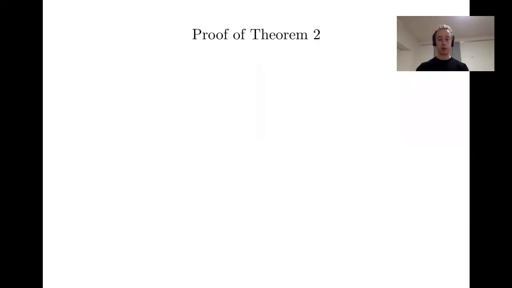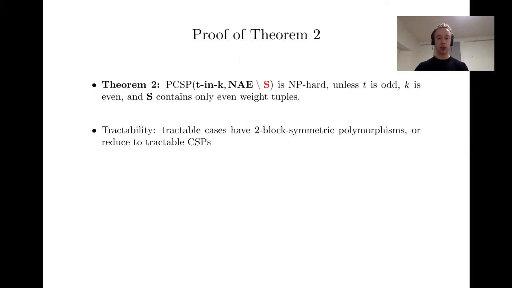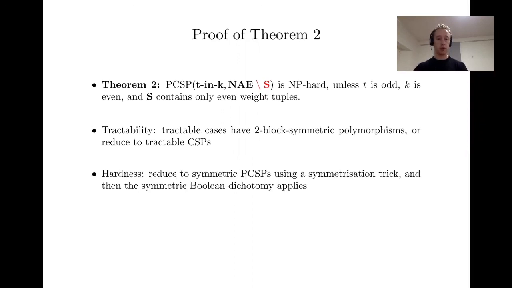We now turn to the proof of Theorem 2. First, we restate the theorem. PCSP T and K, NAE minus S is NP hard, unless the problem's parameters satisfy some parity constraint. If the parity constraint is satisfied, then all tractable cases have two-block symmetric polymorphisms or reduce to tractable CSPs. Otherwise, we are in the hardness case, and hardness is proved by reducing our PCSPs to symmetric PCSPs using a symmetrization trick, and then applying the symmetric Boolean dichotomy.